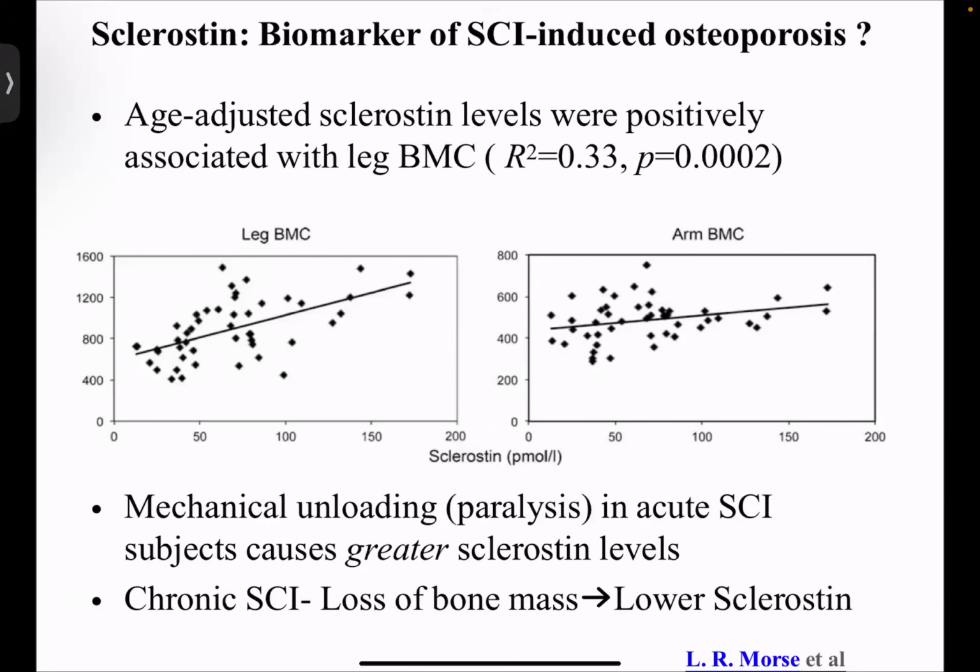In chronic spinal cord injury patients, when the bone mass is completely lost, there will be decreased sclerostin. So in the acute phase, when there is rapid bone resorption, your sclerostin will be at a greater level. In chronic spinal cord injury, when the bone resorption has more or less stabilized and there is hardly any bone mass, there will be lower sclerostin. So if you check the serum sclerostin level, that can give an idea about the level of osteoporosis in the spinal cord injury population.